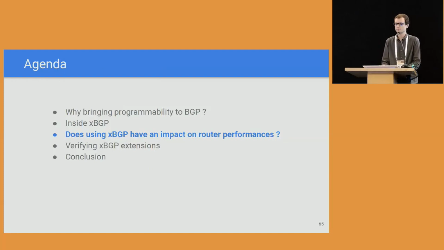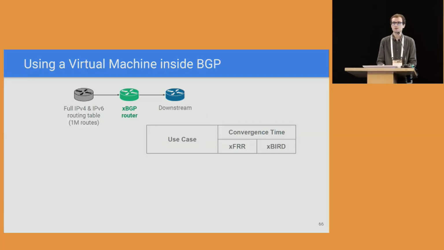Okay, so now we have a way to add programmability and innovation inside the network, but one question now is, does using xBGP have an impact on router performance? To answer this question, we have made a small experiment where we had a left router inject a full routing table to our xBGP routers, and we measured the convergence time of this green router.